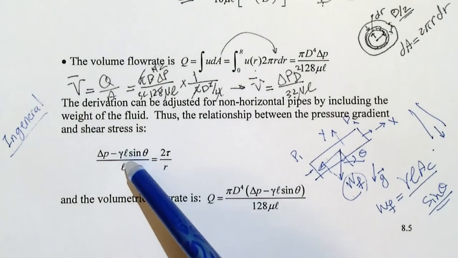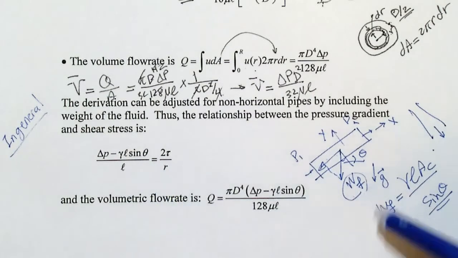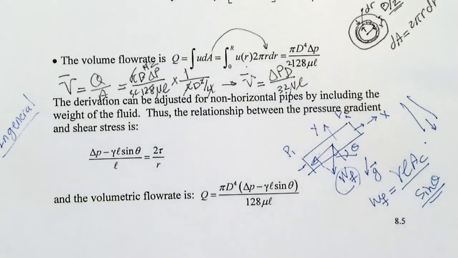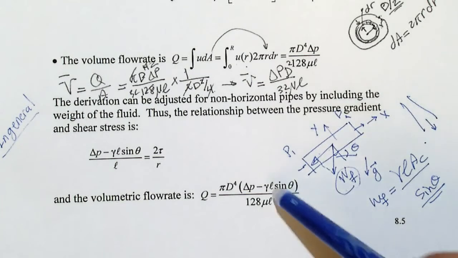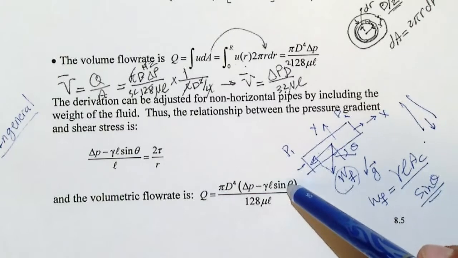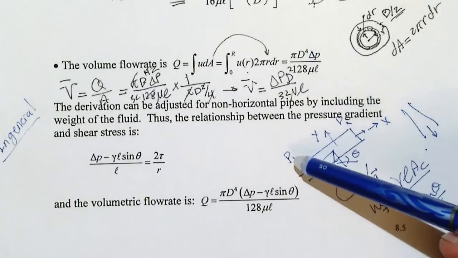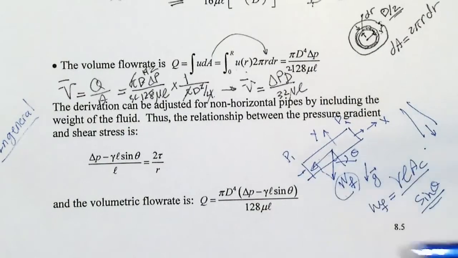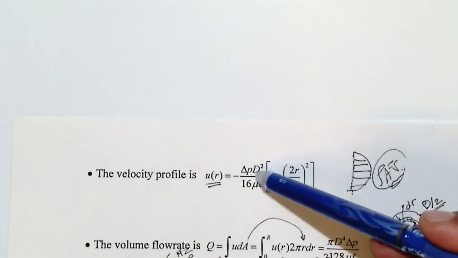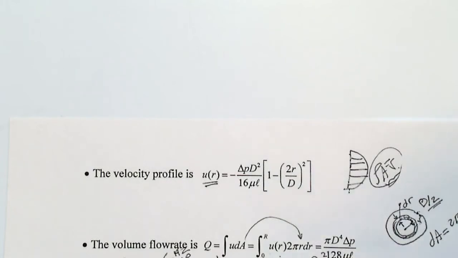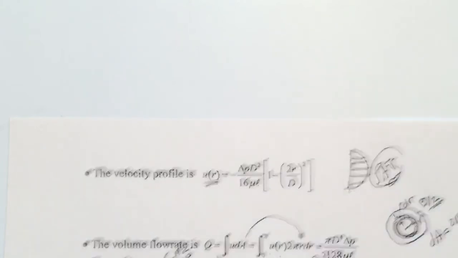Okay, minus gamma L sine of theta is going to be added as another force when you write down the force balance as it shows here. So again, in all the terms where you have delta P, you have to add minus gamma L sine of theta there. For example, in Q, you will find out what Q is here. So instead of delta P, you will put delta P minus gamma L sine of theta. Okay, so here you have the velocity profile, and delta P is also part of it. So whenever you need to find the velocity profile, again you need to replace delta P with that.